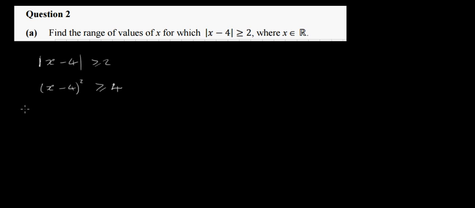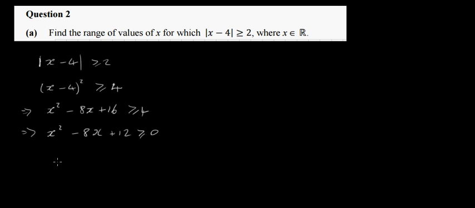Here we get x squared minus 4x minus 4x, that's minus 8x, and then plus 16 greater than or equal to 4. So that gives me x squared minus 8x. I can bring this 4 over here if you like, and subtract 4 from both sides, and that gives me plus 12 greater than or equal to 0. So this here is what we really want to solve.